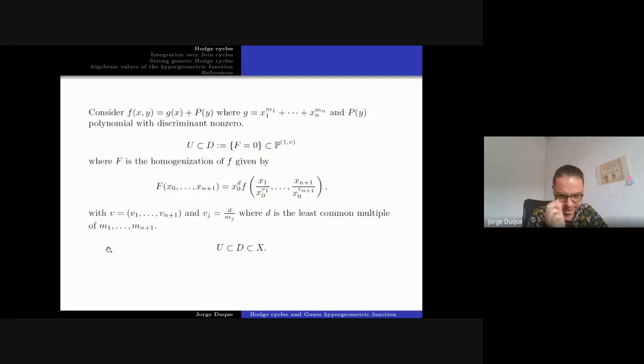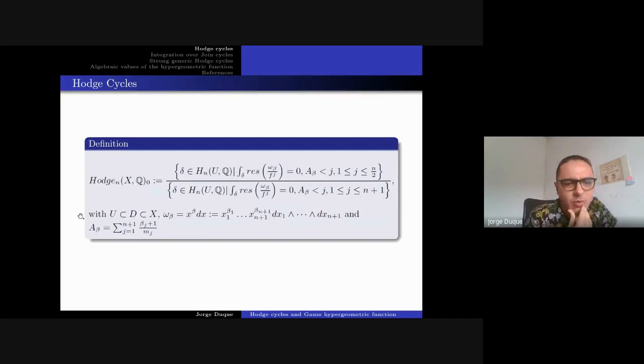Okay, here we have the definition of Hodge cycle. The important thing to remember is that they are cycles in the affine part, so that some integrals are zero. Distinct integrals are zero. But remember, we are interested in cycles of a smooth compact variety. This is the reason for this denominator. Okay, these cycles in this denominator are cycles in an affine variety that in the compactification are zero.